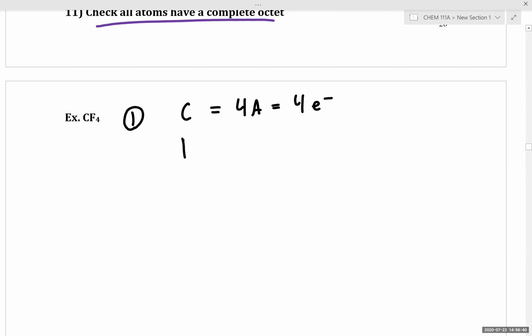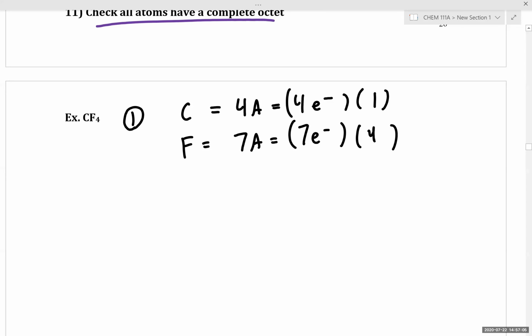Okay. Fluorine, which is a 7A element, has how many valence electrons? 7, okay. And we know that we have 1 carbon atom. And how many fluorine atoms do we have? 4. So that gives us a total of 32 electrons.